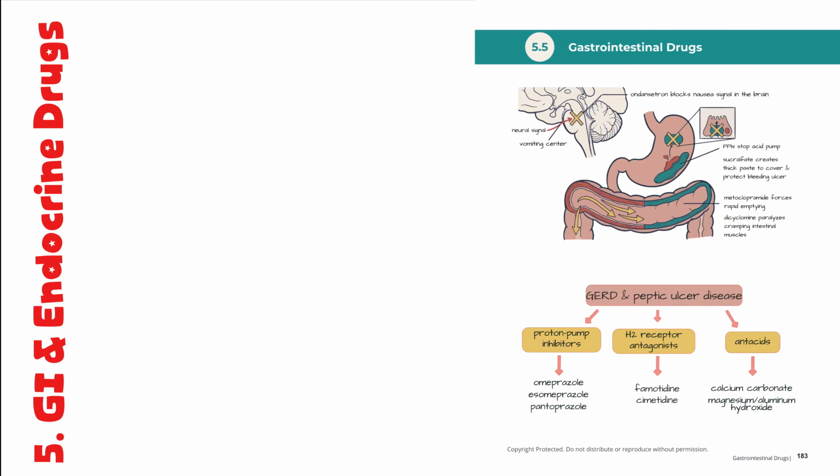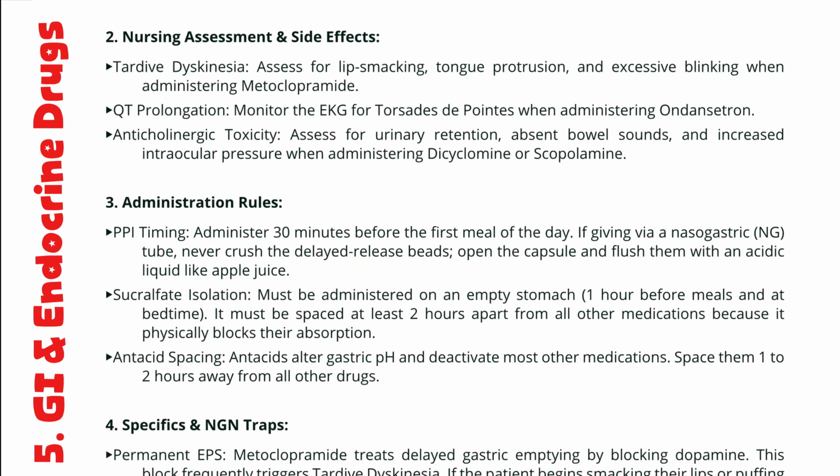PPIs shut the acid pump off completely. H2 blockers like famotidine and cimetidine work differently. They competitively block histamine at the parietal cell, giving a faster onset but a shorter, weaker effect compared to a PPI. Watch for tardive dyskinesia on metoclopramide and QT prolongation on ondansetron. Always check a baseline EKG and correct any low potassium or magnesium before giving it IV, or you're risking torsades de pointes. Watch for anticholinergic toxicity on dicyclomine or scopolamine as well.